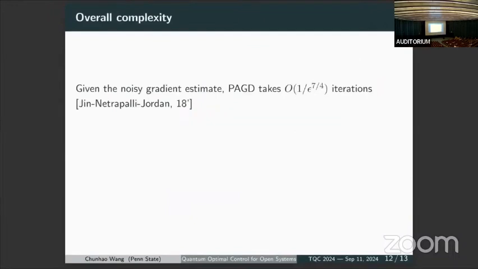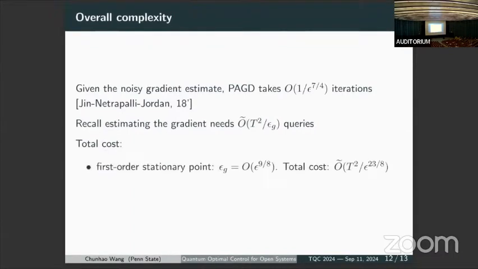Then it comes to this classical optimization. You use perturbed accelerated gradient descent. The classical result says the number of iterations is 1 over epsilon to the 7 over 4. And then recall that estimating the gradient needs this many queries. This epsilon g is the quality of this gradient estimation. Then the total cost is like this.